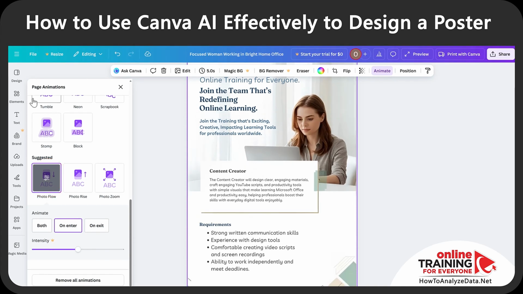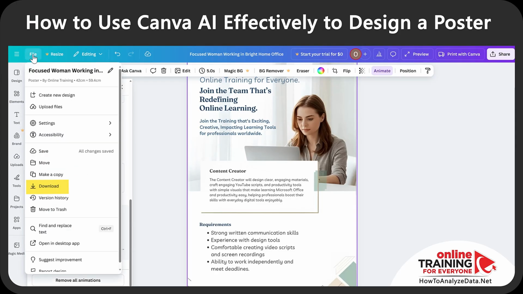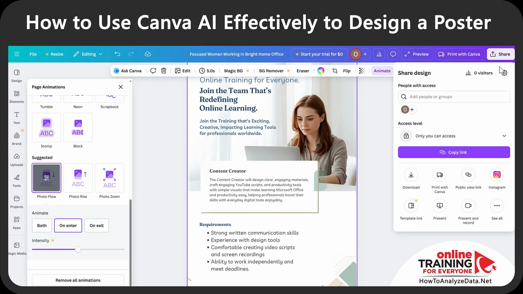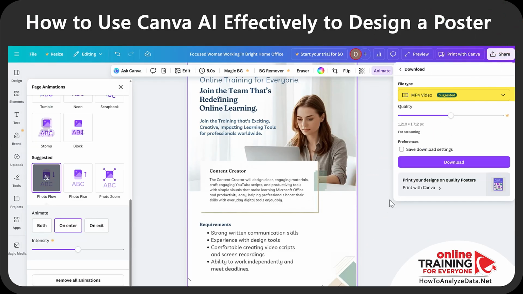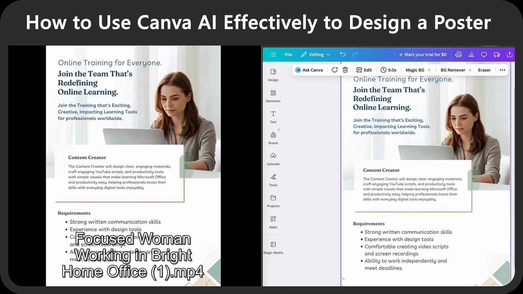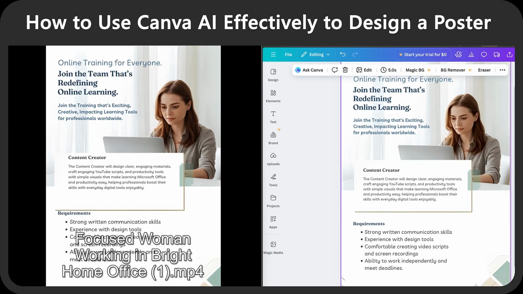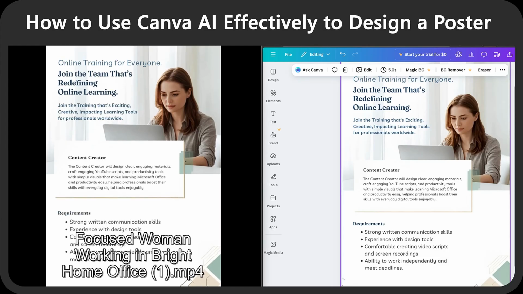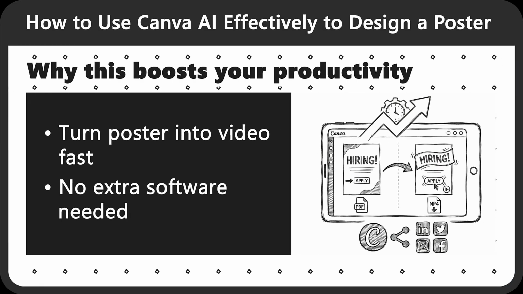To export the final version, you can navigate to File Download or just choose Share Download. They bring you to the same place. Here you leave the default option MP4 video, select the quality, and then click Download. And you can upload completed file directly to Instagram, LinkedIn, YouTube, or other platforms as a short video post. And this is how it boosts your productivity.